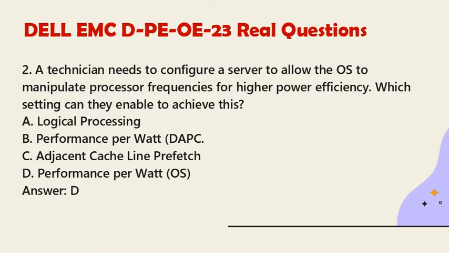2. A technician needs to configure a server to allow the OS to manipulate processor frequencies for higher power efficiency. Which setting can they enable to achieve this? A. Logical processing. B. Performance per watt, DAPC. C. Adjacent cache line prefetch. D. Performance per watt, OS. Answer: D.